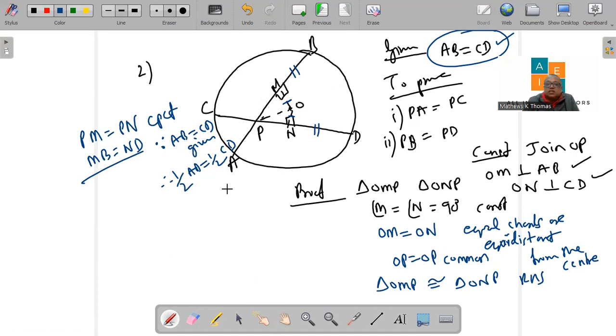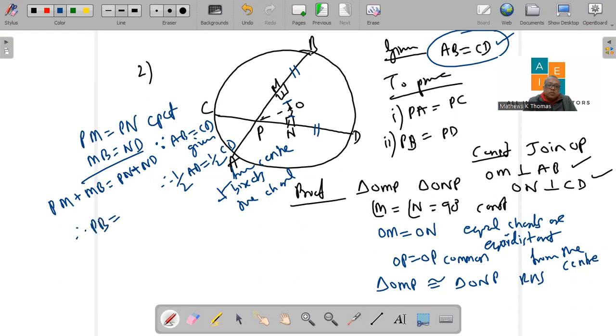Perpendicular bisects the chord. Perpendicular from where? Perpendicular from the center always bisects the chord. So half AB is half CD, so MB equal to ND. Just add both now. PM plus MB is equal to PN plus ND. Therefore, what will we get? PB equal to PD.